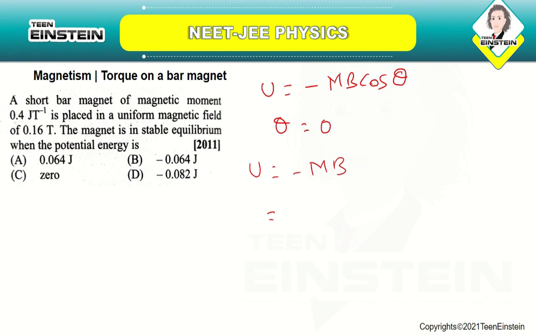Okay, so here they have given you the value of magnetic moment as 0.4 and the magnetic field as 0.16. So if you solve this, you will be getting minus 0.064 joule. So the correct answer is option number B, minus 0.064 joule. Okay, it's a direct substitution of the formula. So let us now go on with the next question.